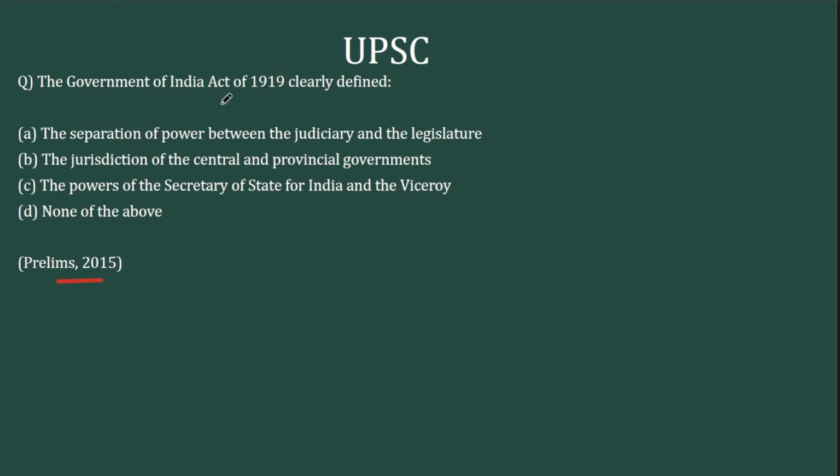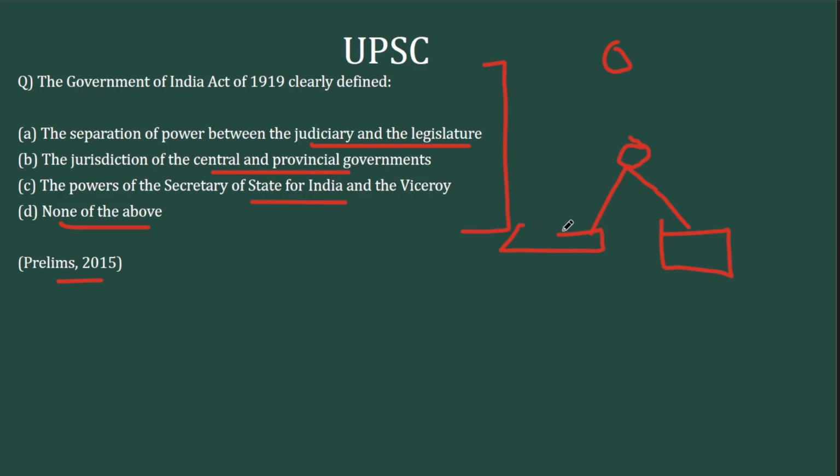Here it says the Government of India Act 1919 clearly defined the separation of power between judiciary and legislature, the jurisdiction of central and provisional governments, the powers of the Secretary of the State of India and Viceroy, none of the above. Now, conceptually, you have to understand that this act is mainly known for the division of powers. One, the power between center, that is the central government, British government at that time, and the provinces got divided. Second, within the provinces, they had introduced a system called diarchy, where subjects are reserved and transferred.